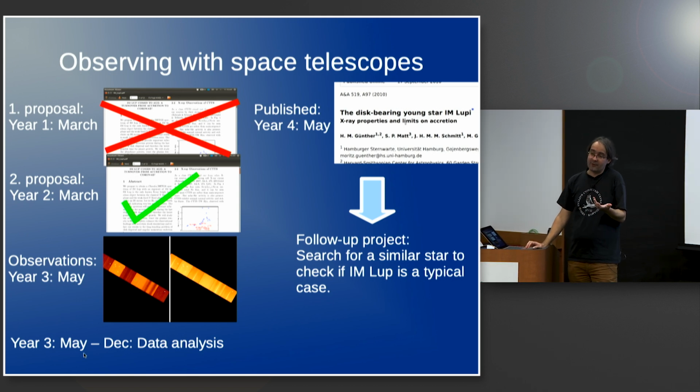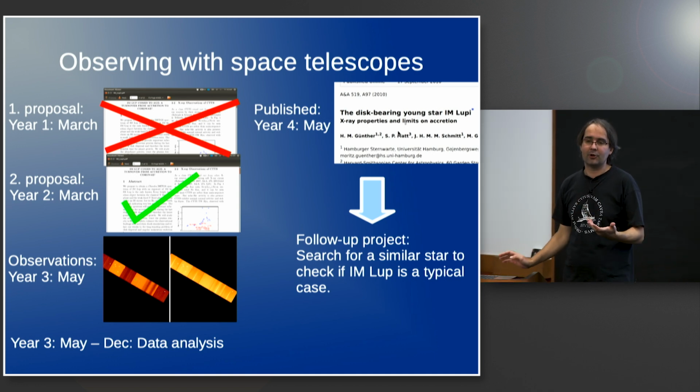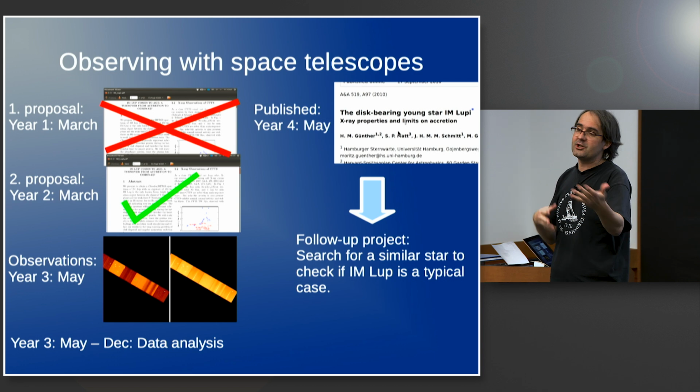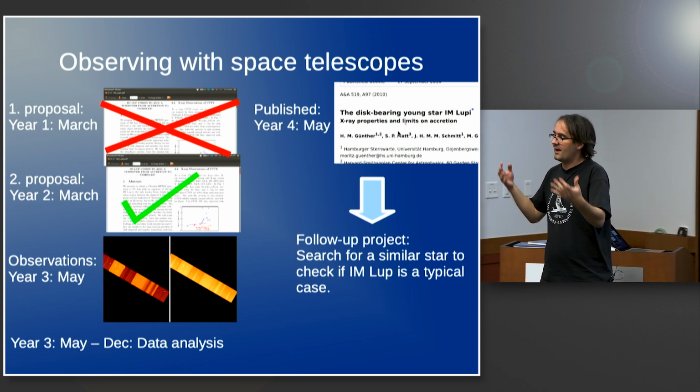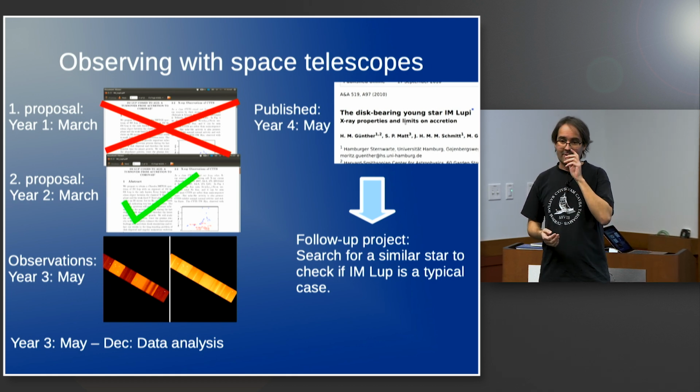Took me a couple of months to think about what it really means, and then I write it up in a journal. And now I go and say, okay, maybe we need to look at a star that's even younger, or that's an age between IM Lup and TW Hydrae, or that has a higher mass or lower mass or something like that. And then I write another proposal. Why did I tell you this?